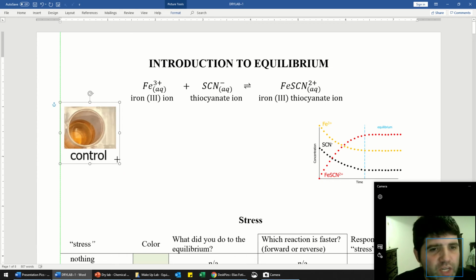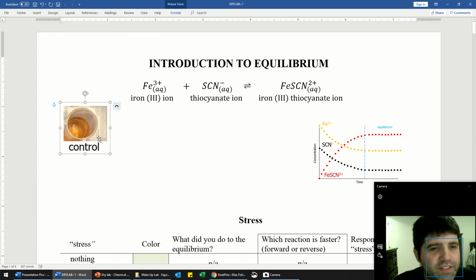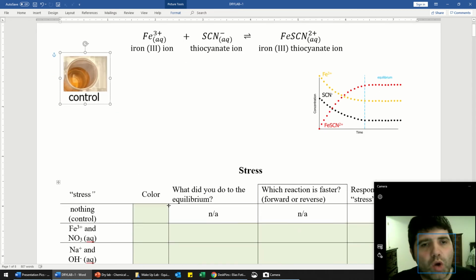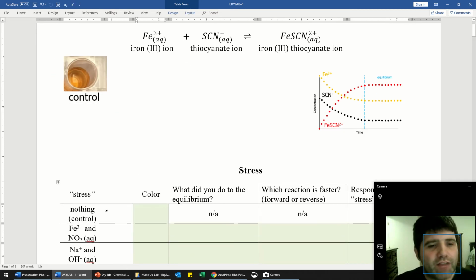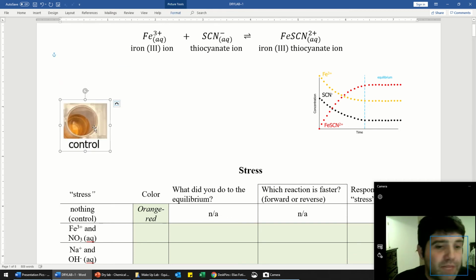So it has this orangish color, and what the color is telling us is what ions are present. Now, the product here has a reddish color, so you can see that this has a bit of a reddish tinge to it. And the other ion here, the iron, has an orangish tinge to it. The SCN does not have much of a color at all. So, down here, when we have nothing going on there, our control, it's got a color that is, let's call it orange-red.